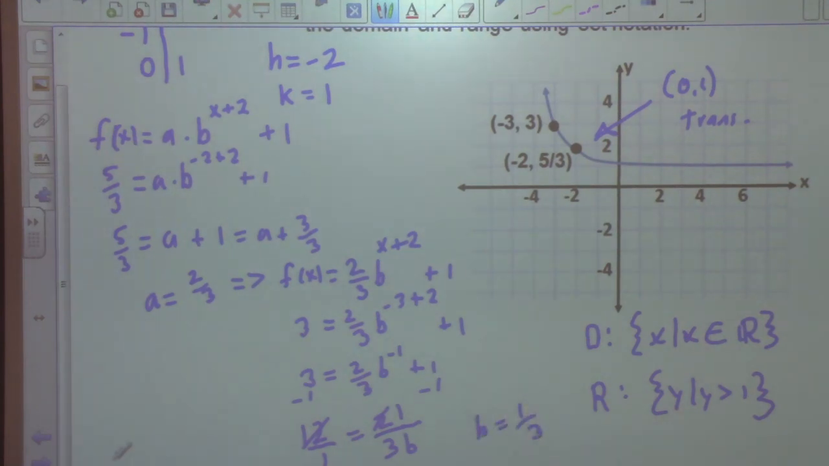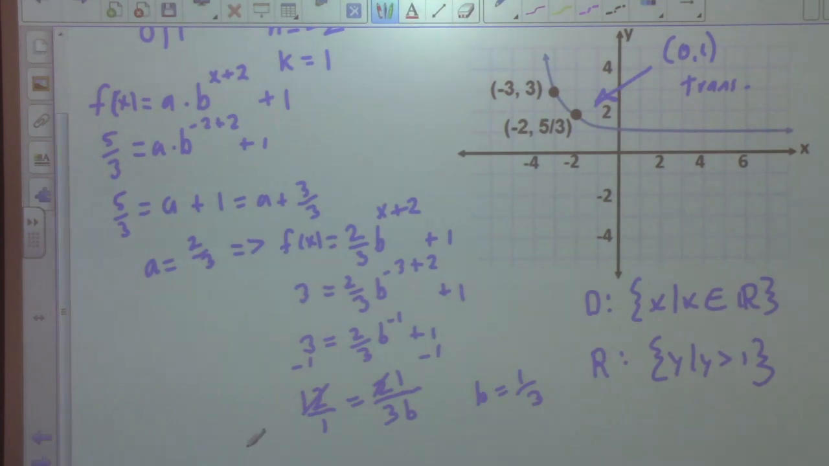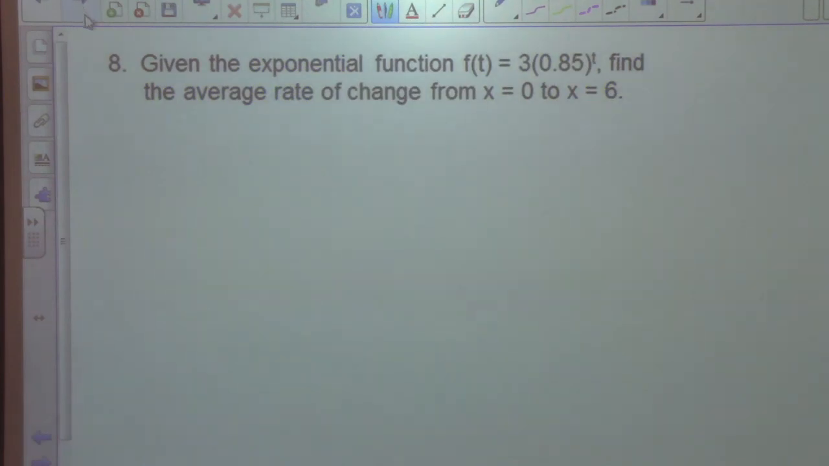So what are we left with? We are left with f of x equals 2/3 times 1/3 to the power of x plus 2, plus 1. And the last thing you can do is check in your calculator to make sure that's right. Anybody check it yet? Okay, that's right. We're just about out of class time.